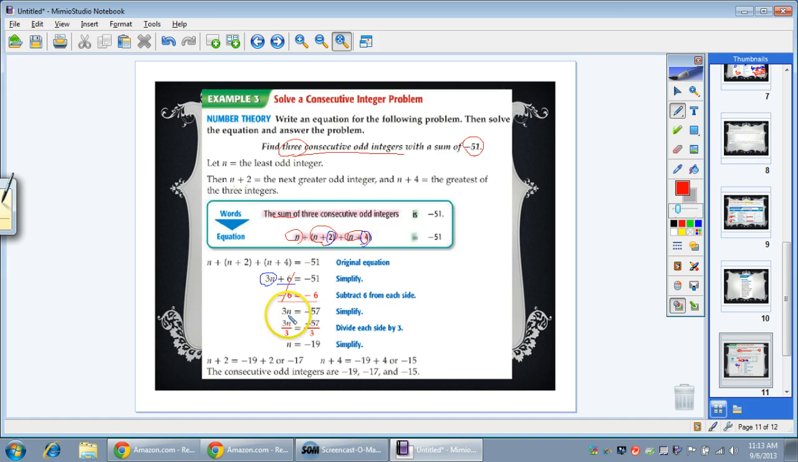3n means 3 times n, and the opposite will be division. So we're going to divide each side by 3. Now you have n by itself, and you have negative 57 divided by 3, which is negative 19. So your first integer is negative 19. Your next integer, plus 2, is negative 17, and then negative 15. So those are your three consecutive odd numbers: negative 19, negative 17, and negative 15.